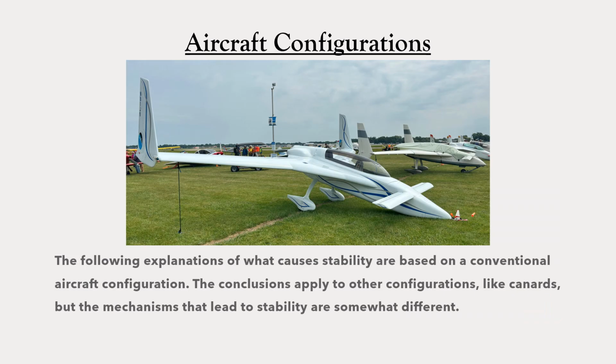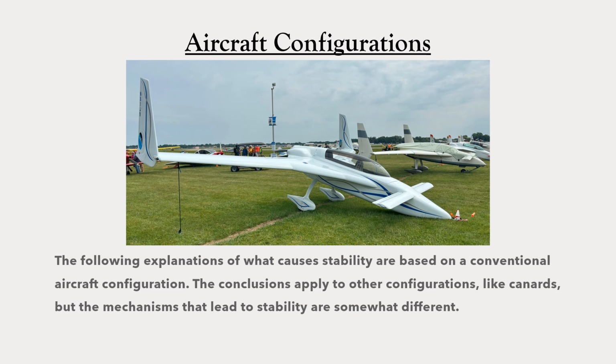In the coming slides, I'm going to talk about the aerodynamic mechanisms by which airplanes have stability properties. In those slides, I'm going to assume that the aircraft has a conventional configuration with the tail in the back. You may encounter some airplanes, like this canard airplane pictured here, that have very different configurations. These aircraft actually have very good stability properties, but the explanations for why they have those properties are somewhat different than what I'll be covering in this lesson.